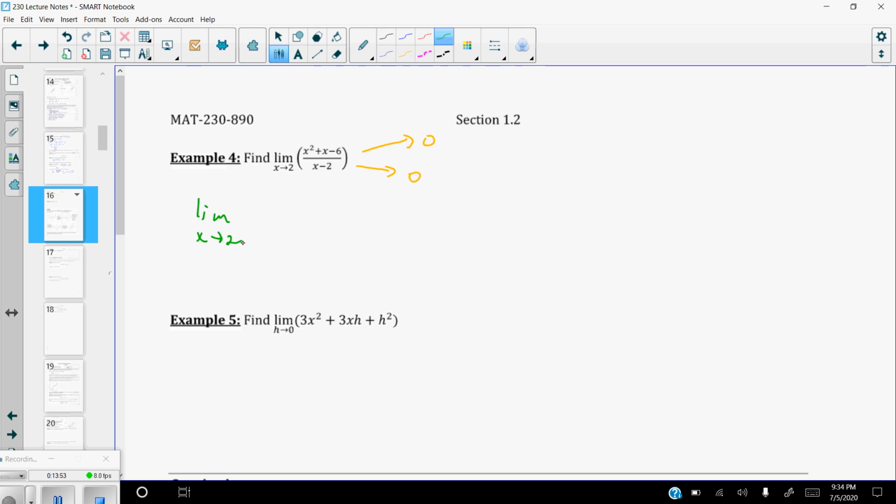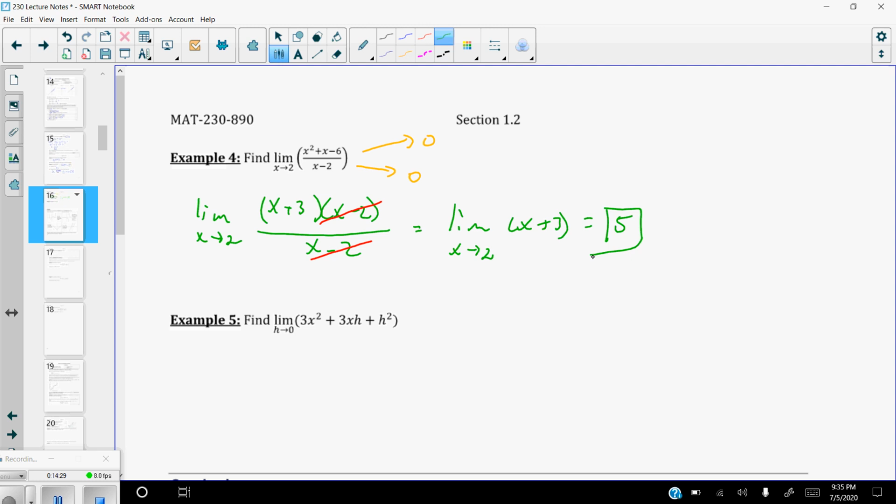So the numerator is going to factor to (x + 3)(x - 2) over x - 2. So the x - 2's will divide out, and we're going to be left with the limit as x approaches 2 of x + 3. Now I can directly substitute 2 in, and we don't have a problem, and what we get is our limit is 5.